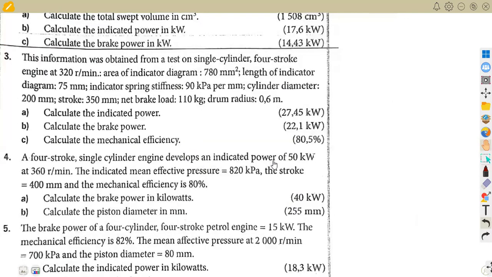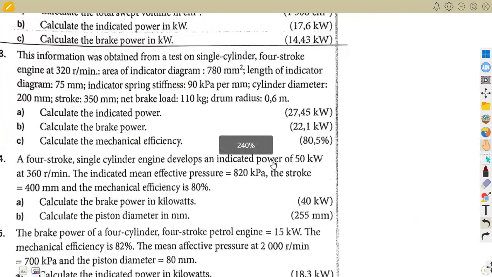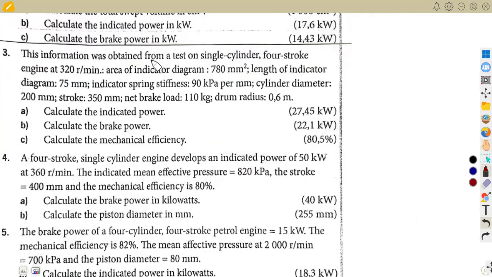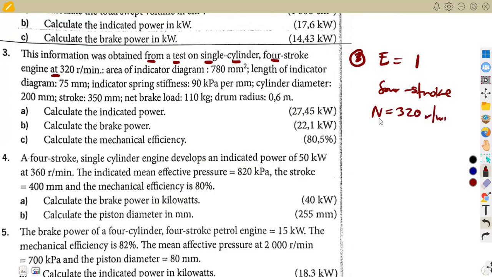On question number 3, the information was obtained from a test on a single cylinder. So that is the number of cylinders. There's one, 4-stroke. So this one is a 4-stroke. Then the engine speed is 320 revolutions per minute.